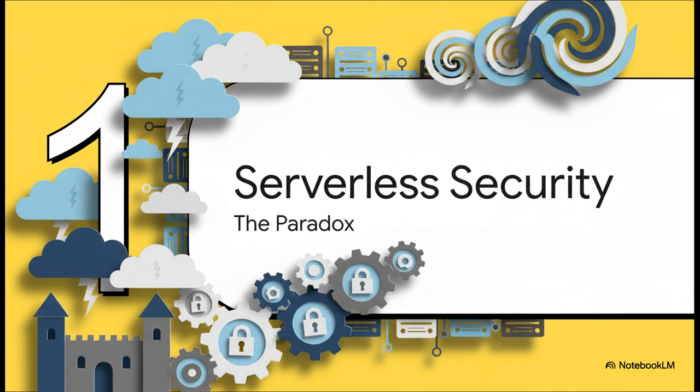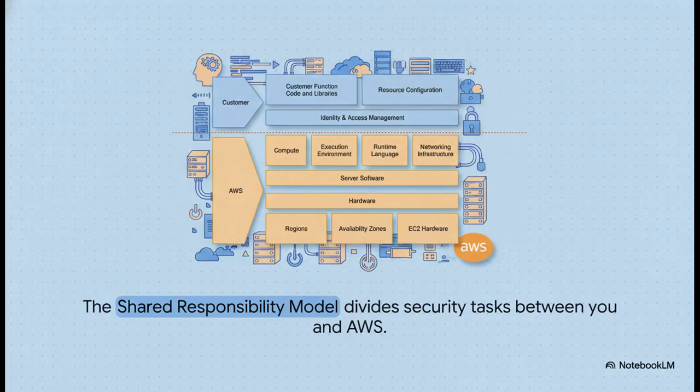brings us to one of the most fundamental concepts in all of cloud security. Take a look at this. This is the famous shared responsibility model, and it basically draws a line in the sand. Everything you see here in orange, that's on the cloud provider, say AWS. They handle the heavy lifting, the physical data centers, the hardware, the core execution environment, the actual cloud. But everything in blue, well, that's on you. That's your code, your configurations, and how you manage access.